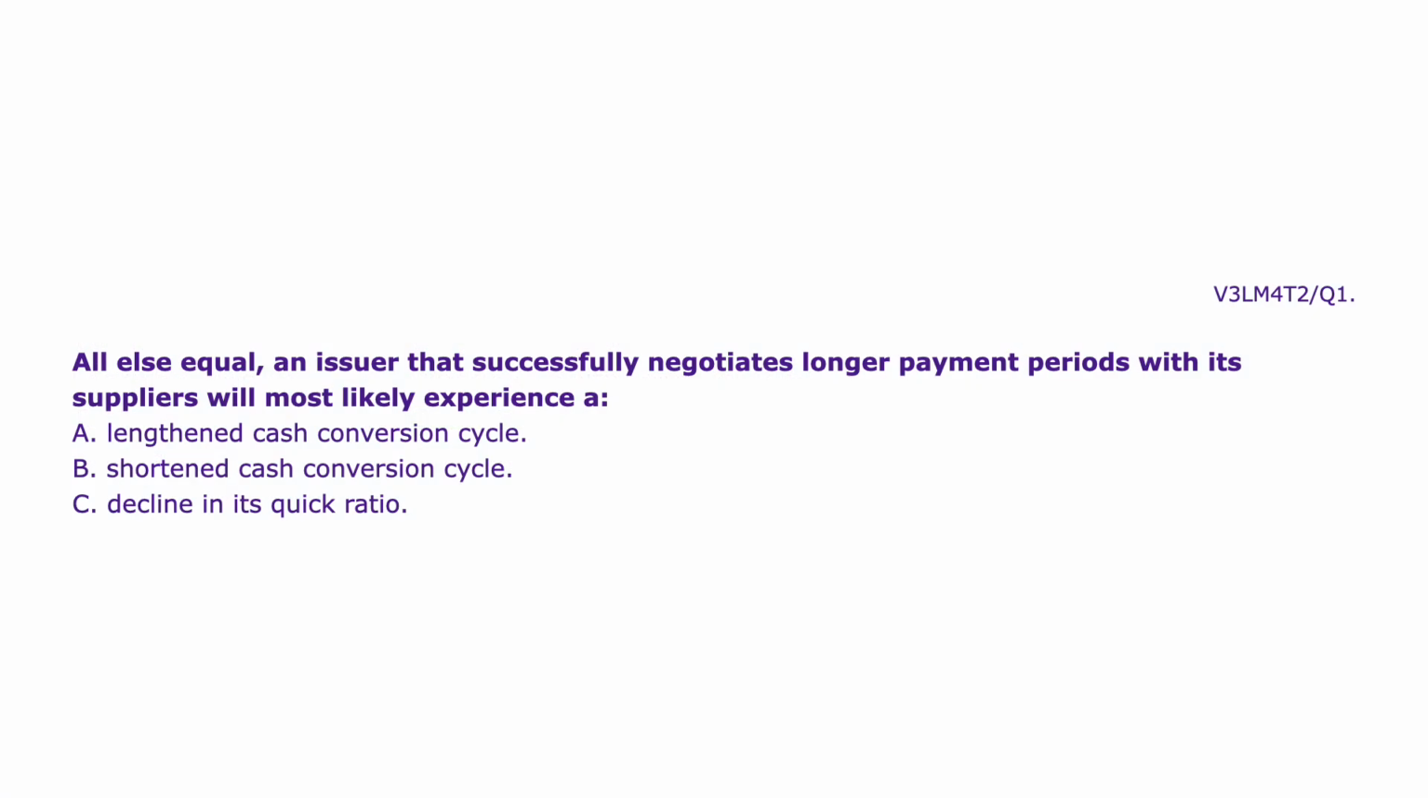All else equal, an issuer that successfully negotiates longer payment periods with its suppliers will most likely experience: A. Lengthened cash conversion cycle. B. Shortened cash conversion cycle. C. Decline in its quick ratio.